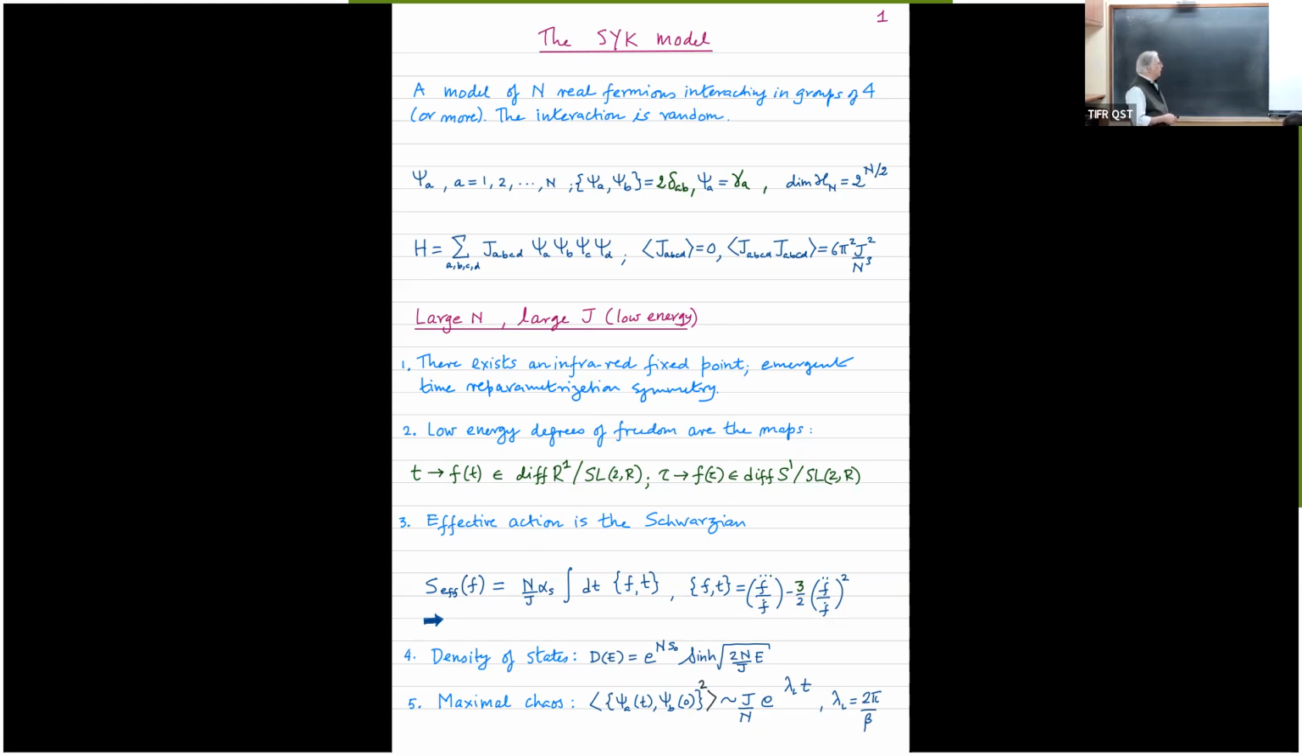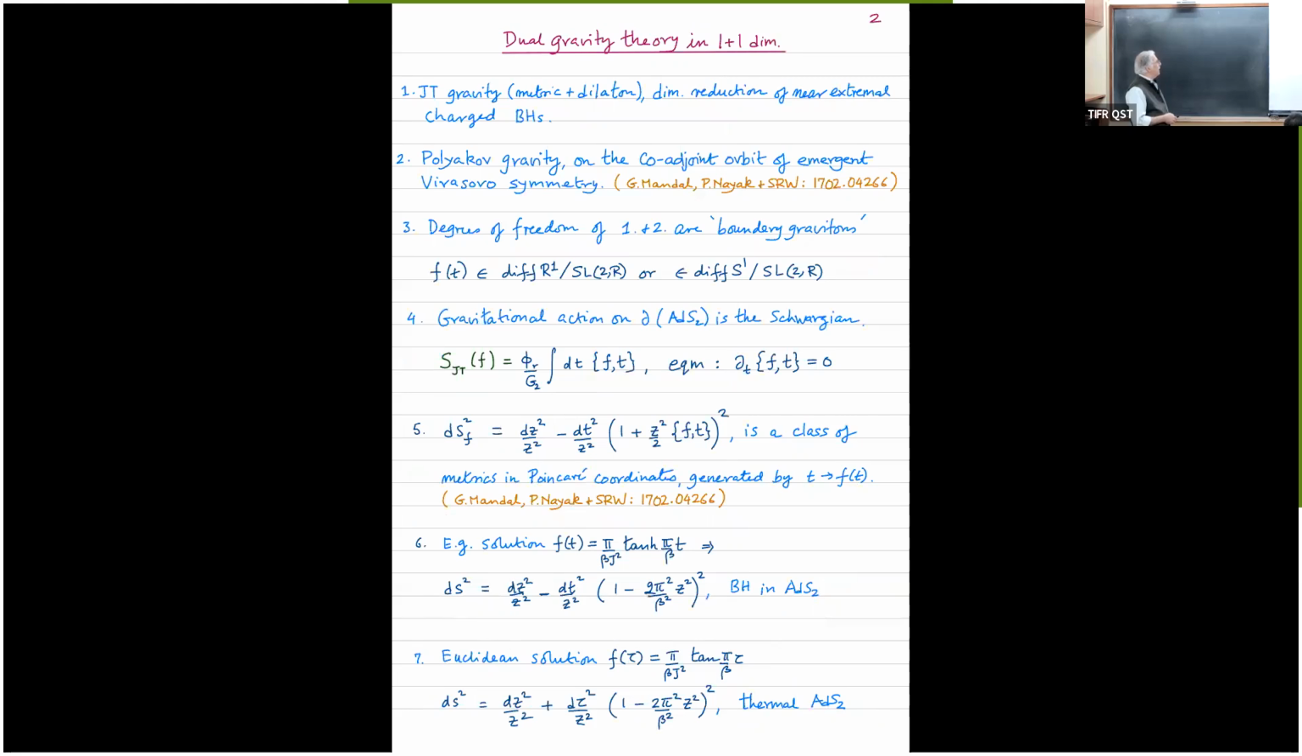Okay, so fine. Now, that was about the SYK model. Now, the dual theory of gravity. We know the degrees of freedom: metric, dilaton, and the dimensional reduction. This people, including Sandeep, collaborated on and studied. The dilaton is basically the avatar of history.